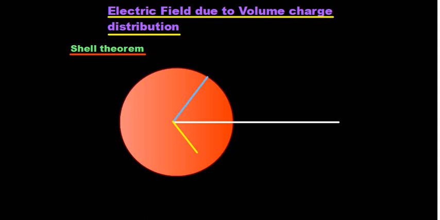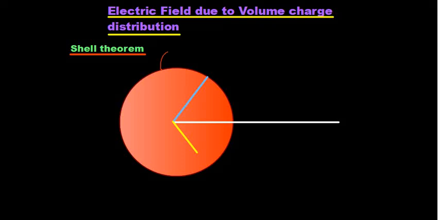So here, what we can see is that this particular red sphere you are seeing, I'm assuming it as a uniformly charged spherical shell. Uniformly charged spherical shell. So I have taken 3 points over here. I will note them down. This is point P1, this is point P2, and here I am taking point P3. So I have taken 3 points, P1, P2 and P3.